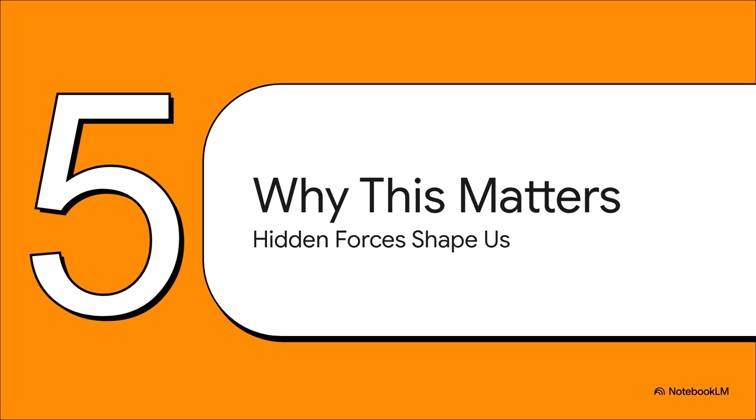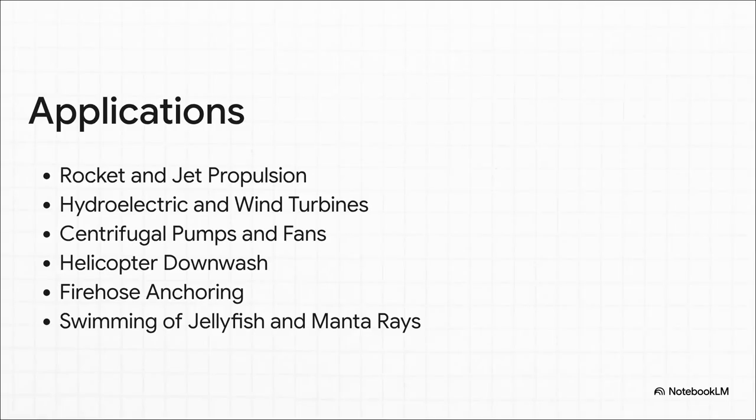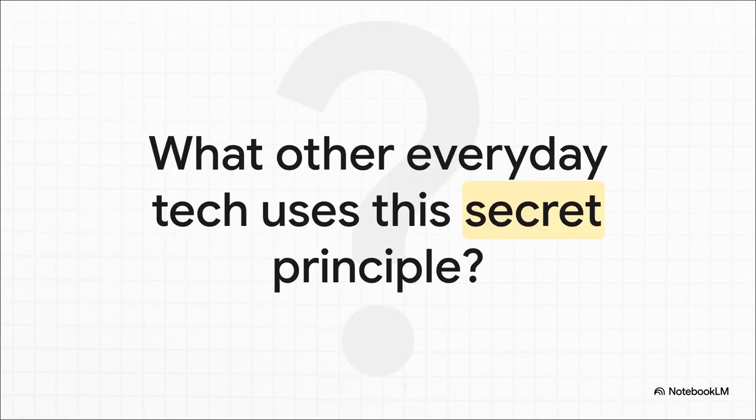But why is this so important? Well, because this single principle is the secret sauce behind countless technologies we use every day. A rocket works by throwing gas out the back at an insane velocity. That's a massive change in momentum that creates thrust. A wind turbine works by literally stealing momentum out of the air. A centrifugal pump spins to fling water outwards, adding angular momentum to build up high pressure. Even a jellyfish swims by pushing water out from under its bell, changing the water's momentum to push itself forward. It is absolutely everywhere.